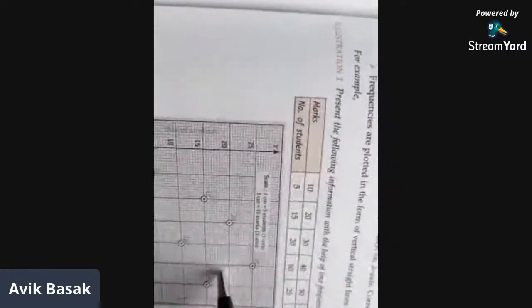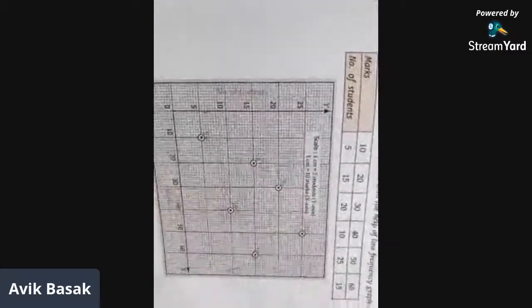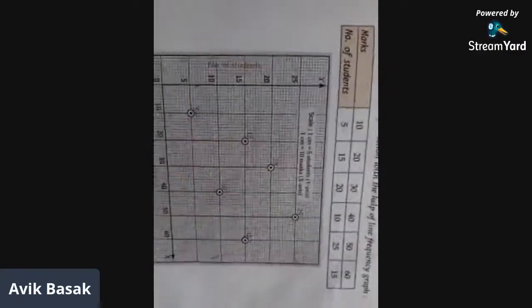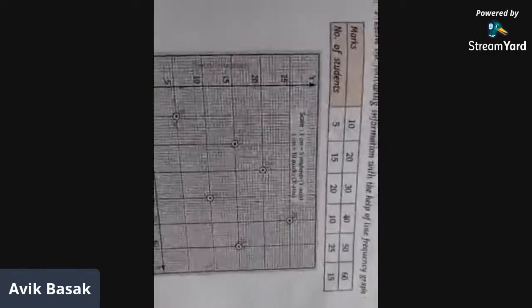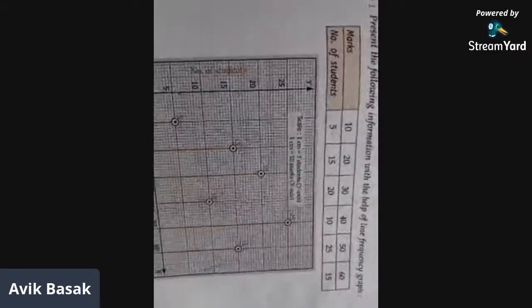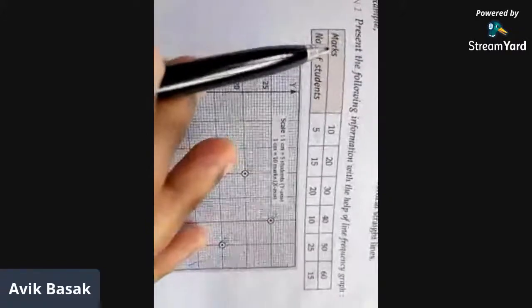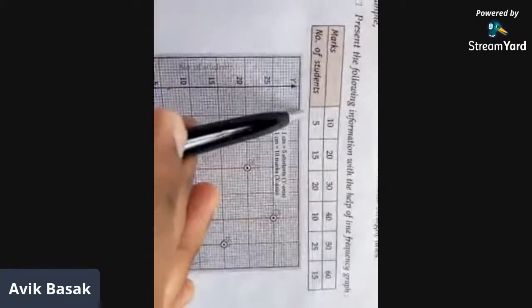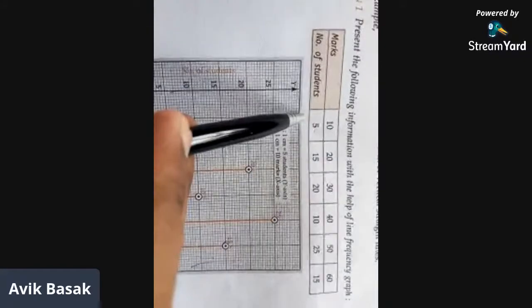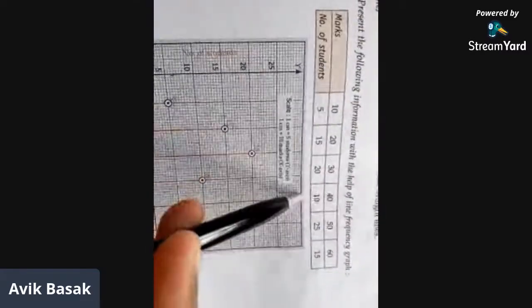I discussed the line graph with you all yesterday. For those who were not in the class yesterday, here is a short description of the line graph. It is simple, nothing difficult. Just see a question: marks and the number of students getting those marks are given. 10 marks, 5 students; 20 marks, 15; 30, 20; 40, 10; 50, 25 students; 60, 15 students.